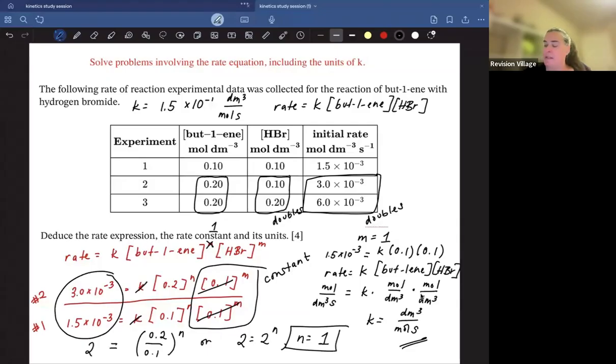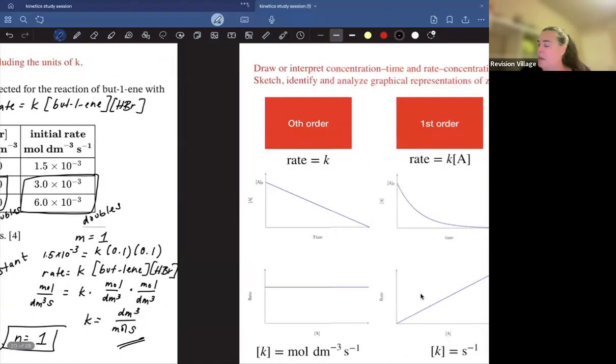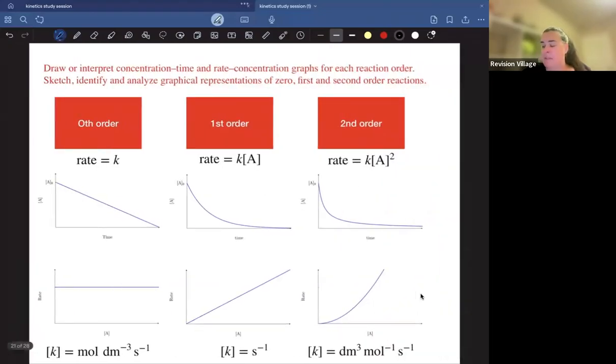So let's see if this makes some sense. What I mean by examples is there are some common orders. And so one approach is if you find the mathematics or manipulation of the algebra not fun, you can memorize what the units of K would be for different orders of reaction.